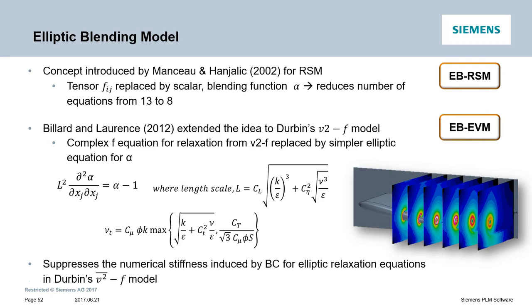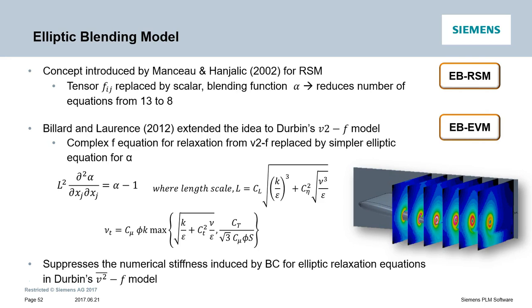So it solves an elliptic equation for a blending function alpha, which is 0 at the wall and 1 further away from the wall, and reducing the number of equations from 13 to 8. But it is still an RSM model and comes with associated cost and challenges. So for a more code-friendly version, Billard and Lawrence more recently extended this blending idea to Durbin's V2F model, hence leading to this elliptic blending K epsilon model.